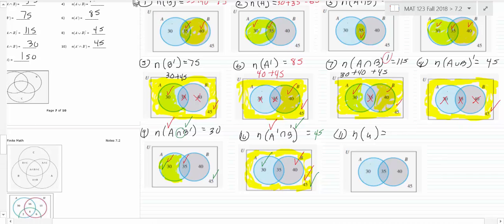Last one's the easiest one of all. It's the universe. So that's everything put together. So what you do on the universal set, you just do 30 plus 35 plus 45 plus 40. And that gave, I think, 150. So that's how I got all my answers on that.